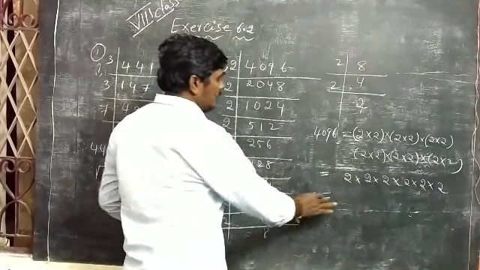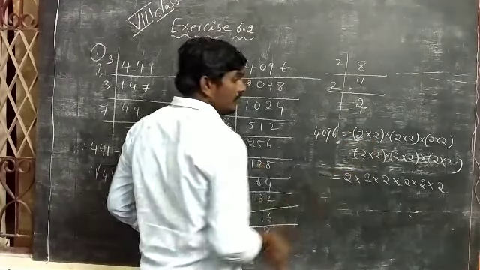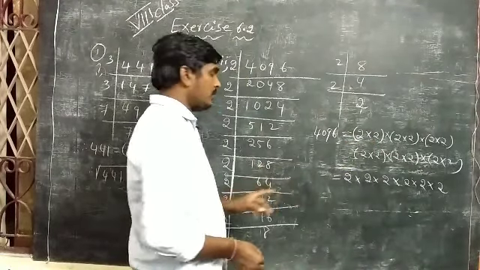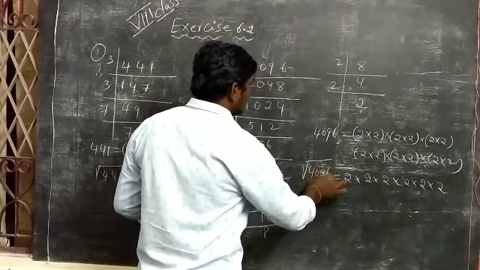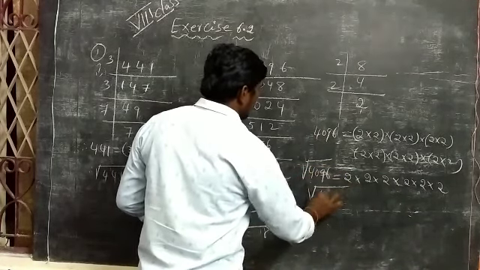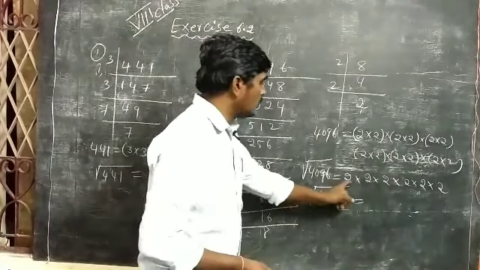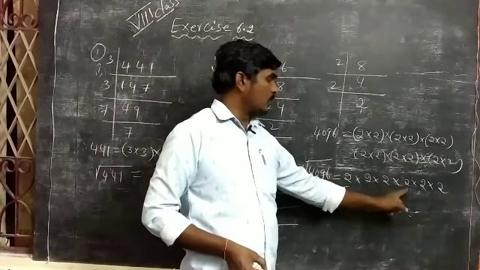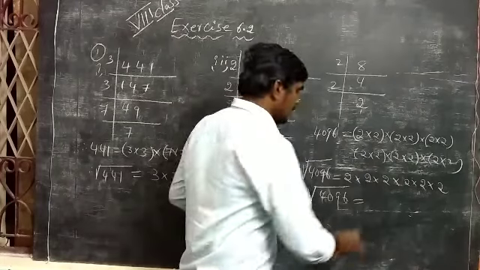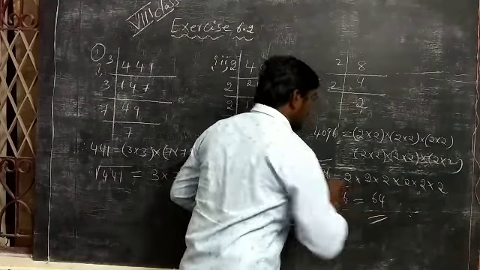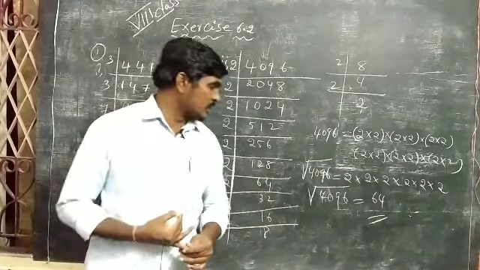So what I can write here is the square root of 4096. Therefore the square root of 4096 is equal to, find out: 2 2s are 4, 4 2s are 8, 8 2s are 16, 16 2s are 32, 32 2s are 64. Okay, students, so the square root of 4096 is equal to 64.